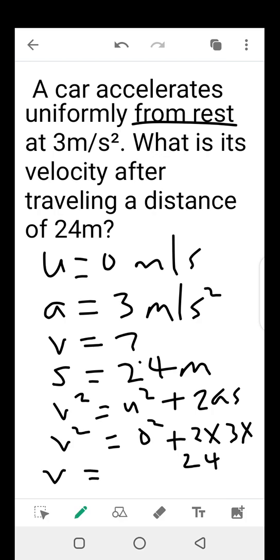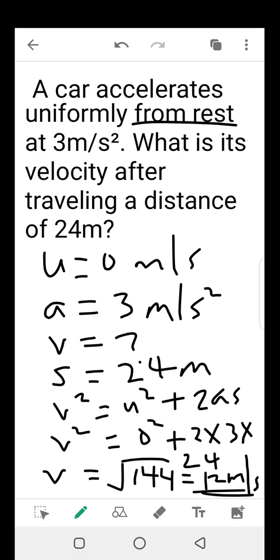So what does that mean? It means I'm going to find the square root. This is V squared, so V is going to be the square root of the other side. 2 times 3 is 6, and 6 times 24 is 144. The square root of 144 is 12 meters per second. That means after the acceleration, the body will attain a speed of 12 meters per second.